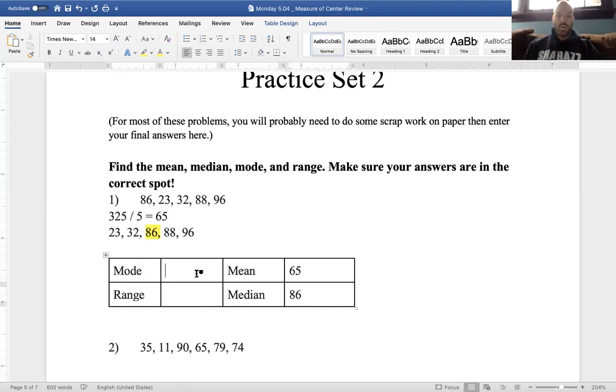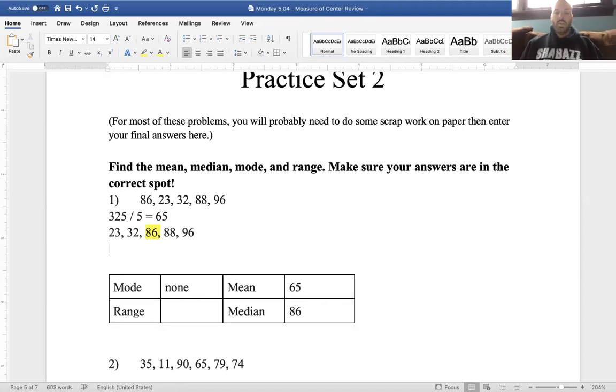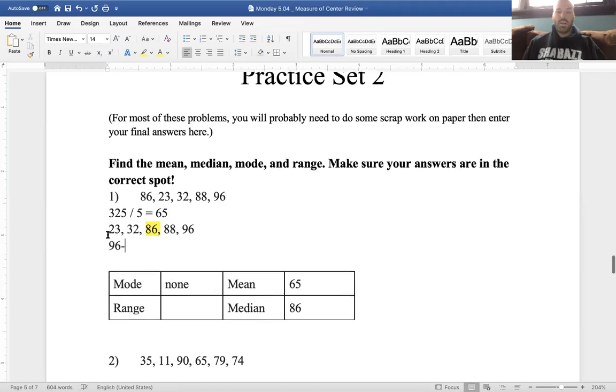Mode, which number occurs the most? I don't see any that occurred more than once, so the mode is none. Range, biggest number, 96, minus smallest number, 23, gives me a range of 73.